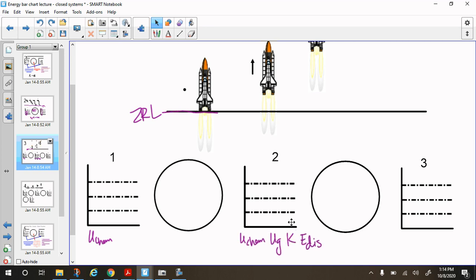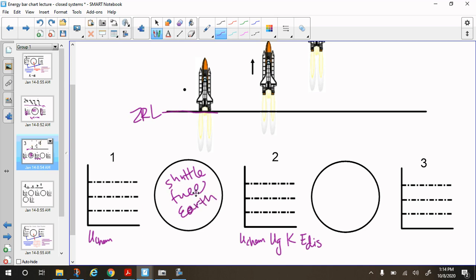Okay. So now we're going to think about, oh, I didn't do my system. Sorry. We're going to have the shuttle, the space shuttle, and the fuel, and the Earth. Oh my. I was distracted by the fact that fuel looks like full, but that's okay. You know what I mean?